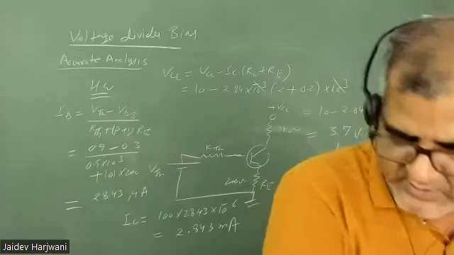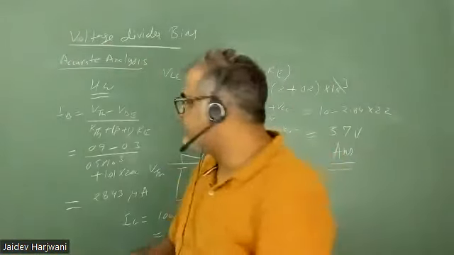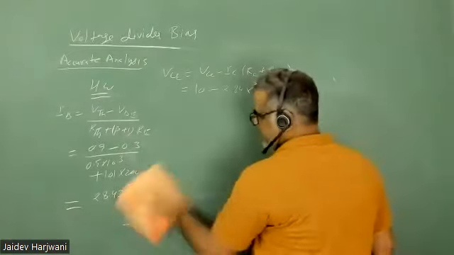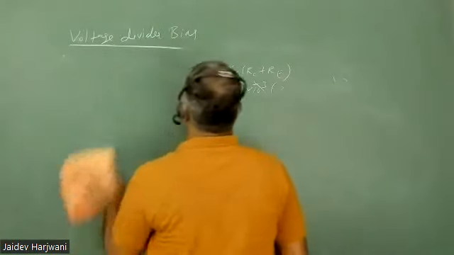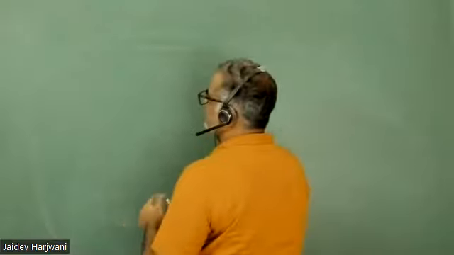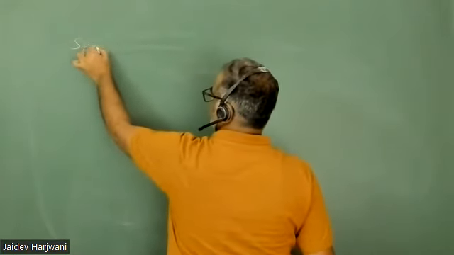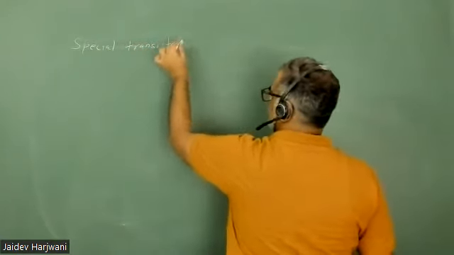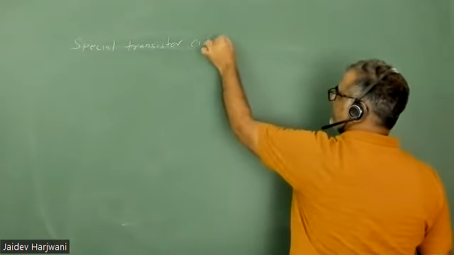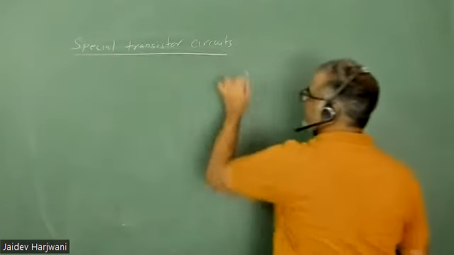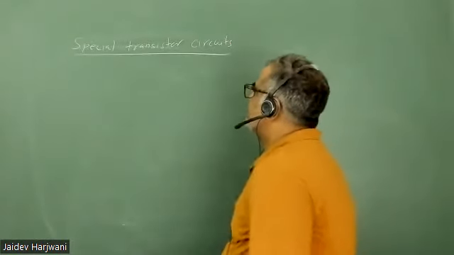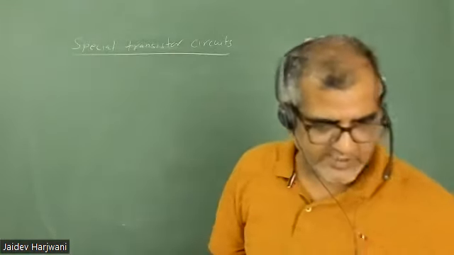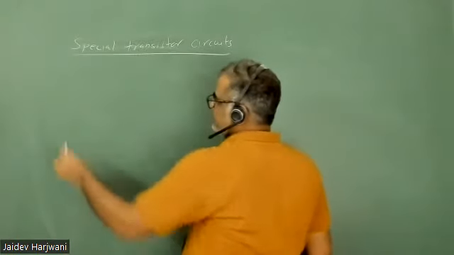Okay, this was your biasing. Now let us discuss some special transistor circuits. Okay, so special transistor circuits. The first application which I'm going to discuss is the Zener follower regulator.